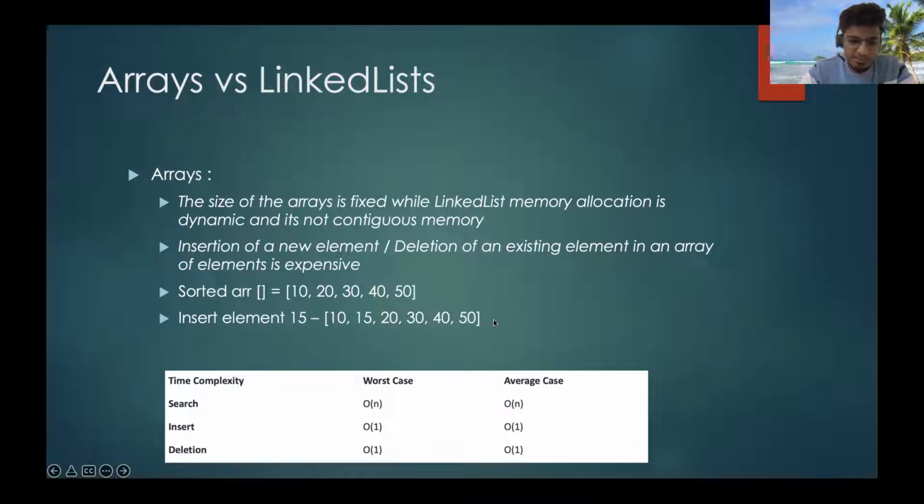This is the same case for deletion as well. If you want to remove 20, then you have to bring all the elements from 30 to 50 one index prior.